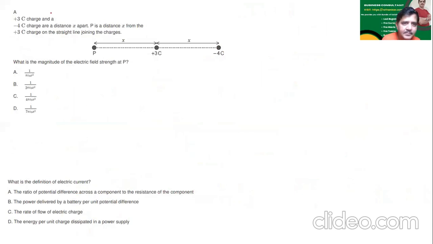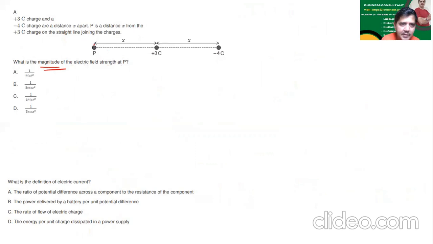You have 3 charges, plus 3 coulomb, minus 4 coulomb, and plus 3 coulomb. Okay, so the distances are given over here. What is the magnitude of the electric field at point P? Which is point P? Point P is here. He's asking you now the magnitude of the electric field.